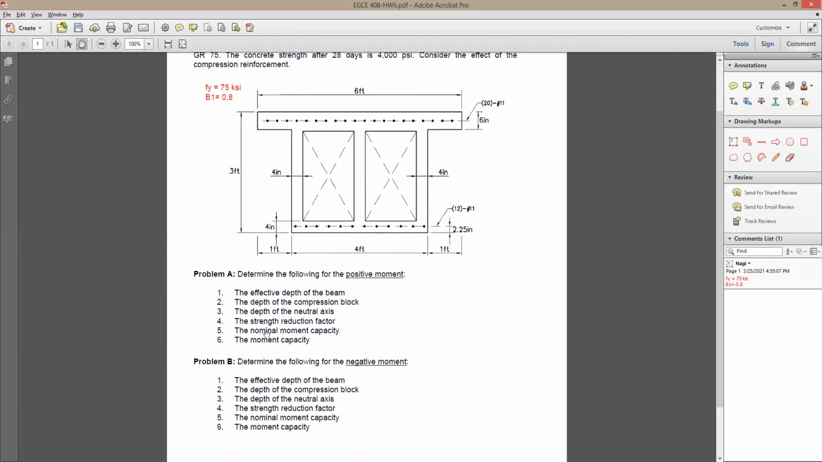I have here two problems. The first one for the positive moment. What does it mean by positive moment? Tension at bottom, correct? What does it mean by negative moment? Let's say tension at top. For each one of these cases, if the tension is going to be at the bottom, it means it's going to be AS, and this can be like AS prime.